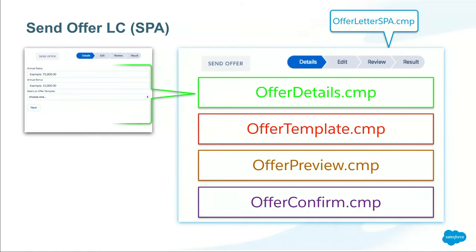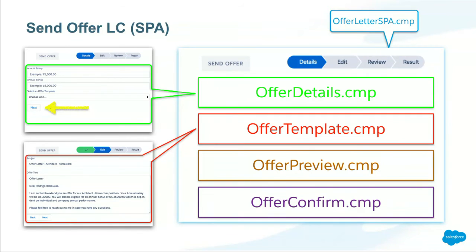So here's an example. When our parent first loads, we make the offer details child Lightning component visible. And when the user clicks on that Next button, we then hide that first child Lightning component, and we make the second child Lightning component, offer template.cmp, visible at that particular moment. So how do we do that? Let me show you the code behind this.